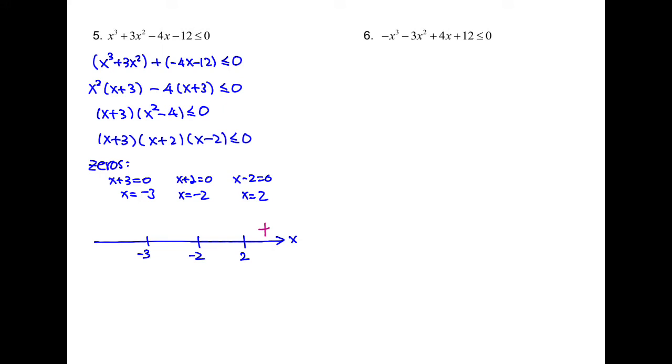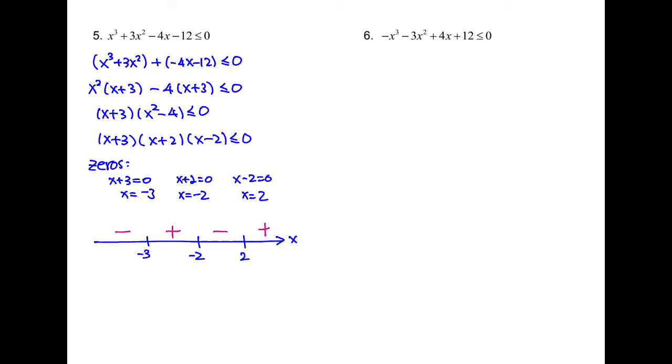Now the next interval, between -2 and 2, we choose x = 0. 0 + 3 positive, 0 + 2 positive, 0 - 2 negative. So 2 positive signs and 1 negative sign, the result will be negative. Next, let's choose x = -2.5 because that's in between -3 and -2. Putting -2.5 into the first bracket is positive. -2.5 + 2 is negative. -2.5 - 2 is negative. Positive, negative, negative, the result will be positive. For the last interval, let's choose x = -10. -10 + 3 is negative, -10 + 2 is negative, -10 - 2 is negative. 3 negative signs, so the result is negative.